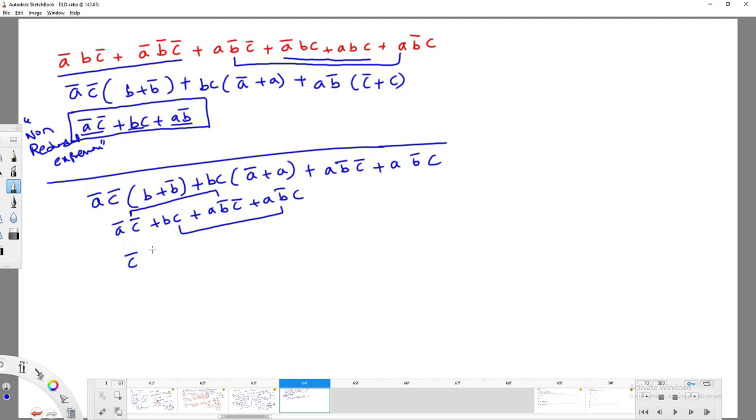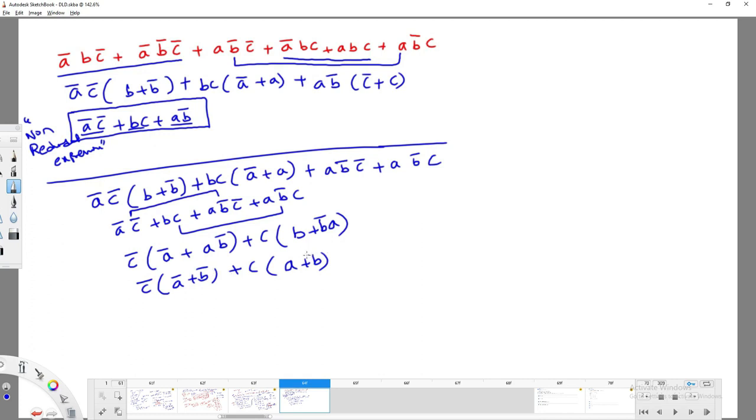C bar, right? If I take out the common C bar, you are going to get A bar plus A B bar. If I take out the common C, you are going to get B plus B bar A. What is this? Again the distributive property. So C bar into A bar plus B bar, plus C into A plus B. I hope you understood. If you distribute, A bar plus A into A bar plus B bar. So A plus A bar is 1, so you will get this.